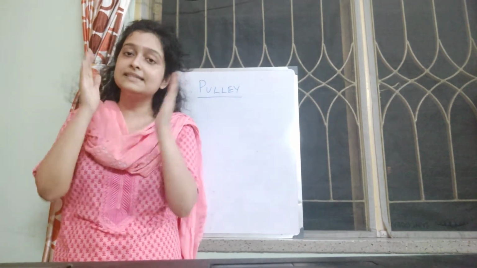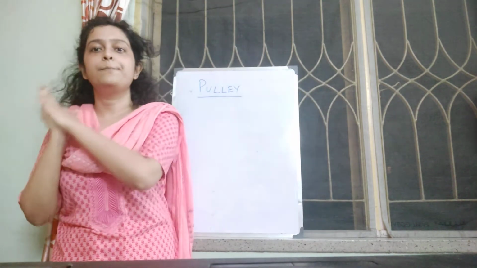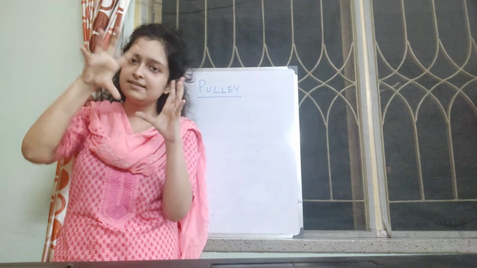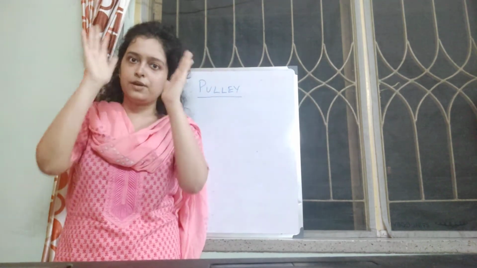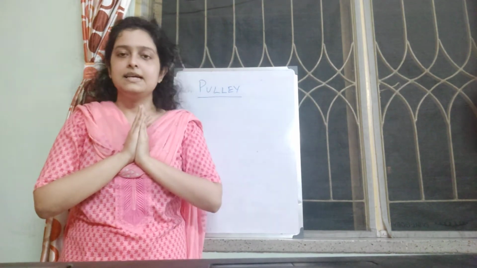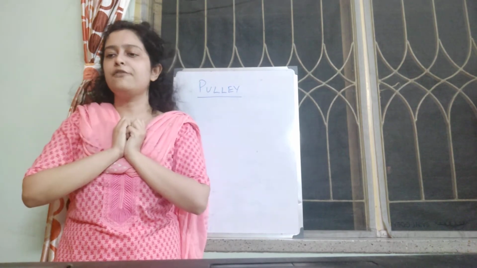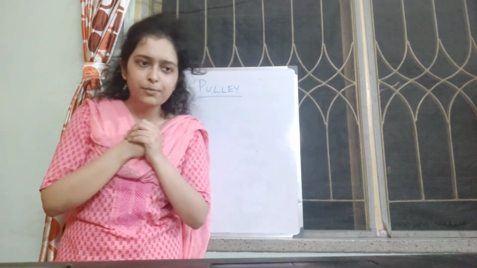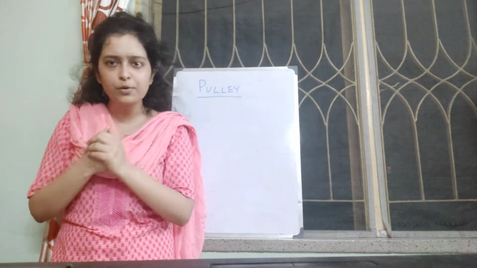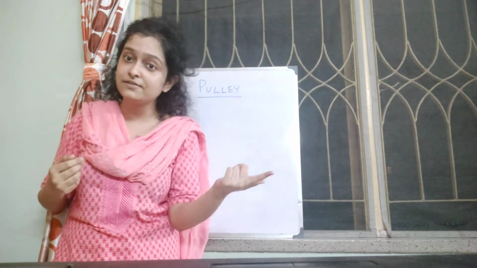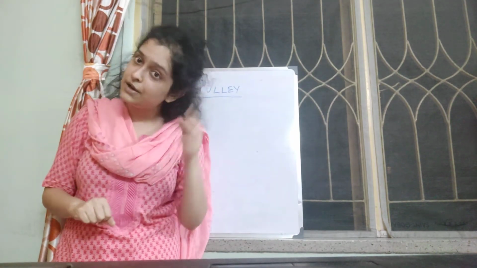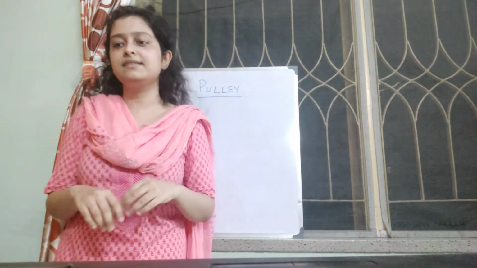So we call it a single movable pulley. Why single? Because we have used only one circular disc, one arrangement of the pulley. So you have to just learn the basic thing: what is a single movable pulley, and what is a single fixed pulley. In the previous one, it was a single fixed pulley because the axis of rotation was fixed.